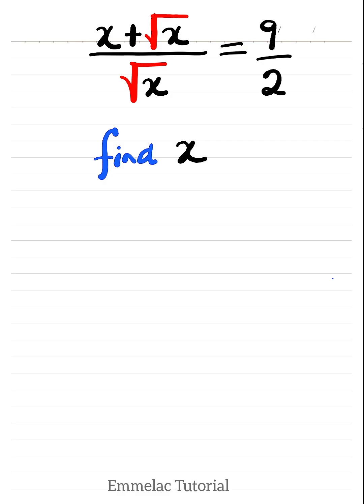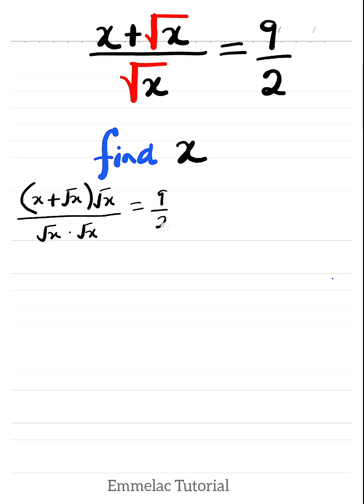First thing we need to do is to rationalize the left hand side of this equation. And what does that imply? It implies that we multiply the numerator and the denominator by the denominator. So let's do that quickly. So here we have x plus the square root of x, all multiplied by the denominator, the root of x, then all over the denominator multiplying by itself, then equals 9 all over 2.